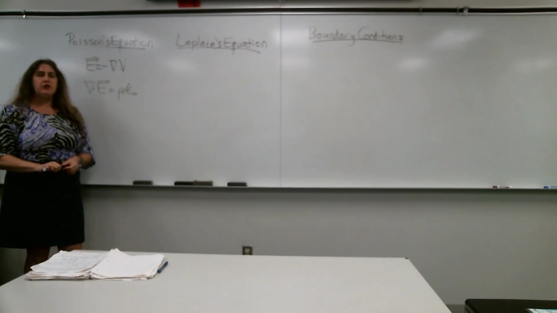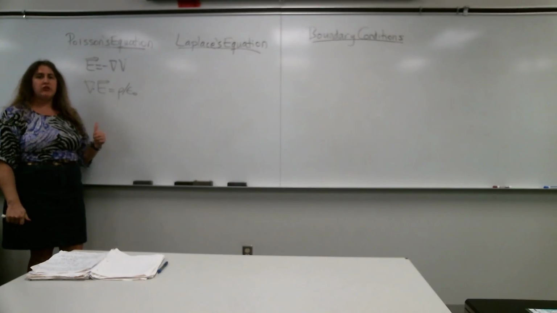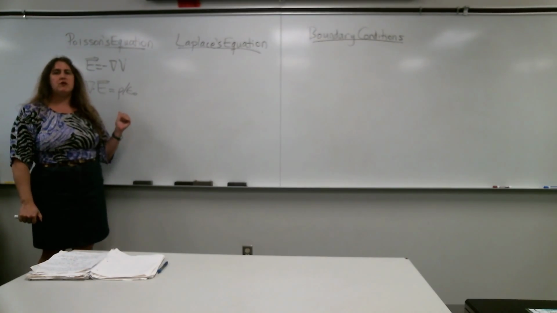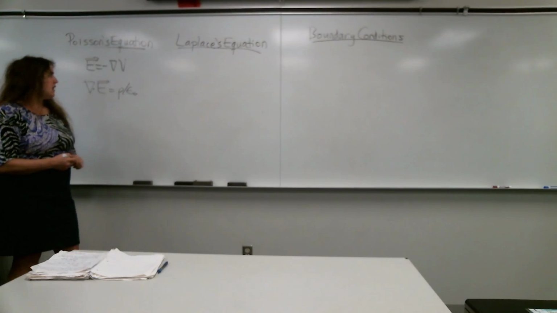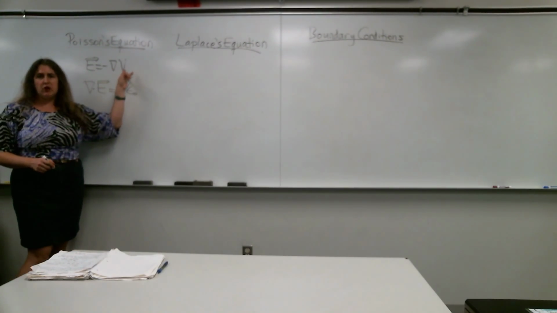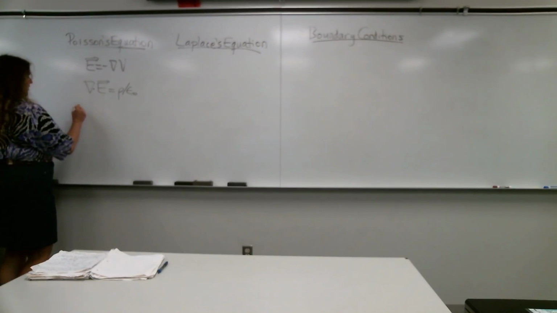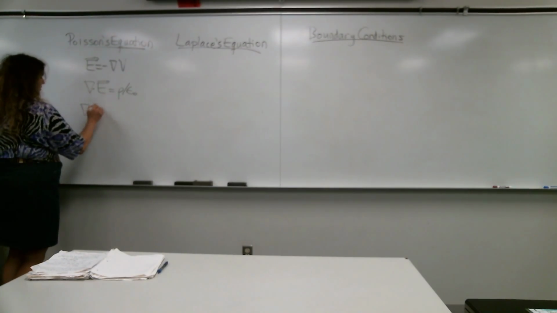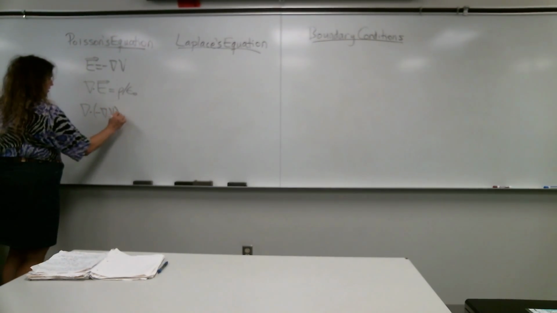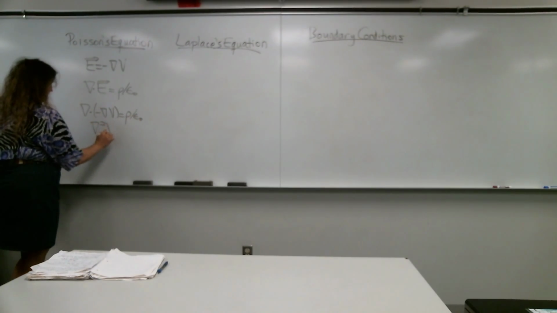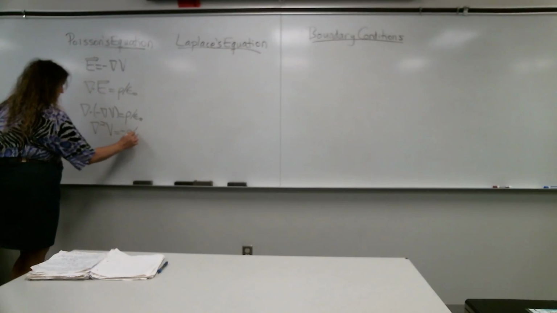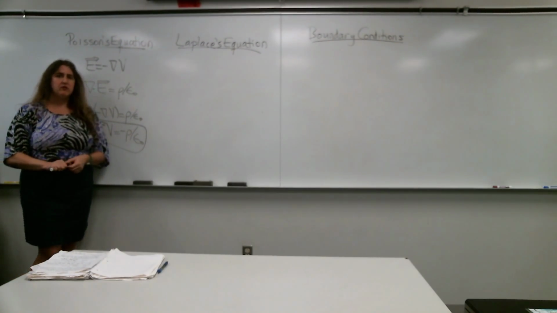We also derived the differential form of Gauss's law, which tells you the divergence of the electric field is equal to the charge density divided by epsilon naught. I can substitute the first equation into the second, giving me Poisson's equation.